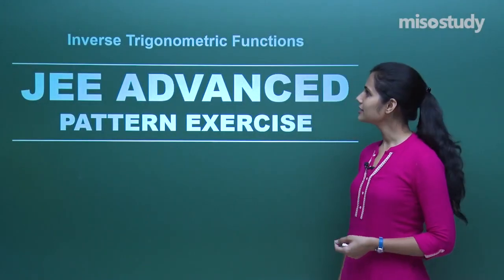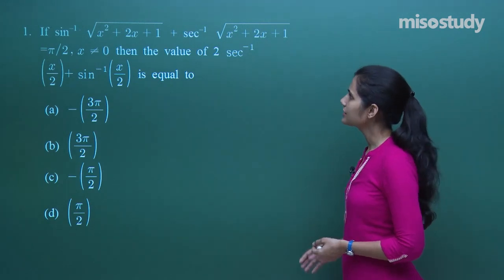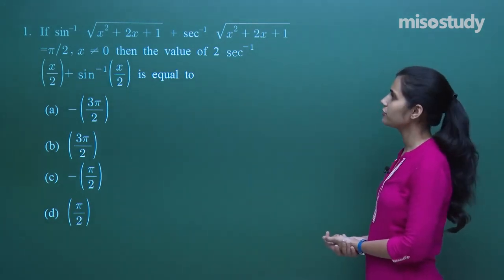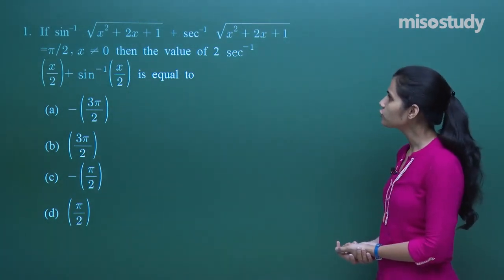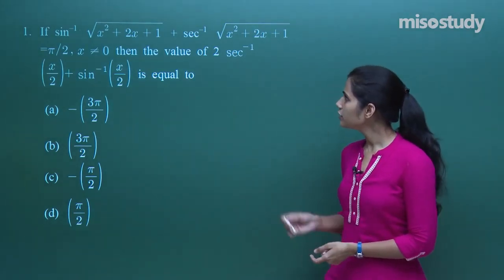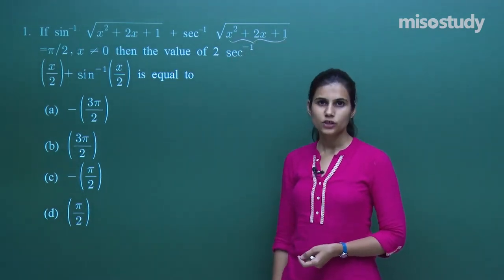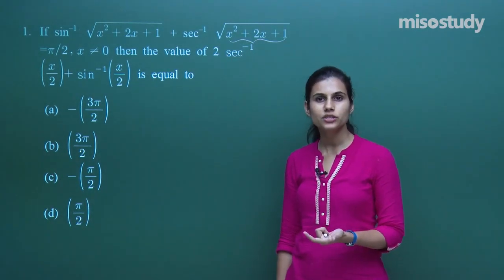Okay guys, let's begin our discussion over the questions. The first question is, if sine inverse of this expression plus sec inverse of the same expression is pi by 2, then the value of 2 sec inverse of x by 2 plus sine inverse of x by 2 is what? Now over here, you can very easily identify this is x plus 1 whole square. So under root of x plus 1 whole square becomes just x plus 1.